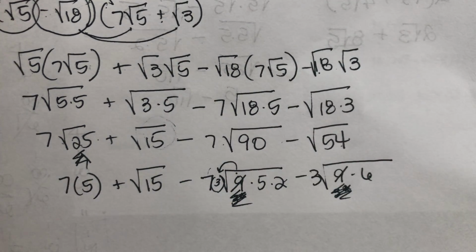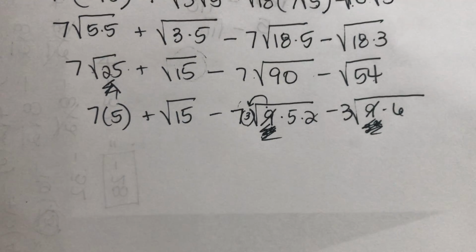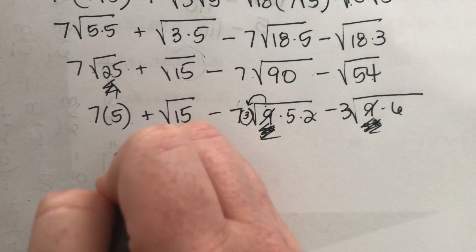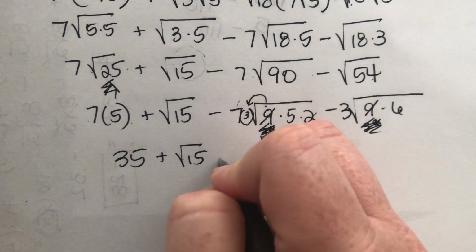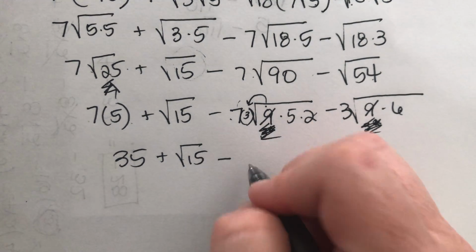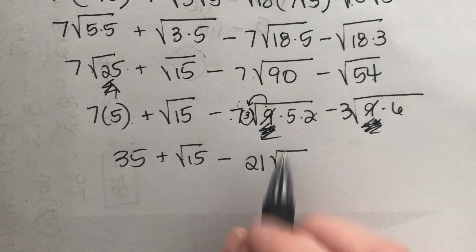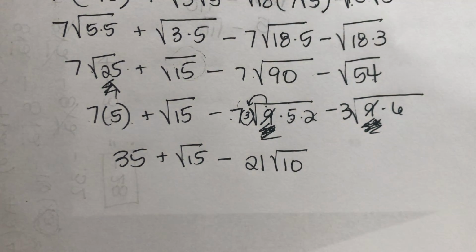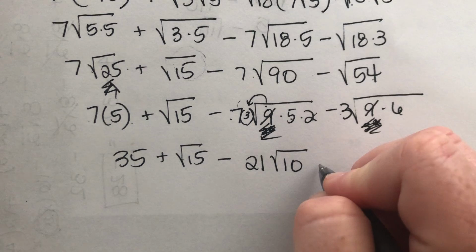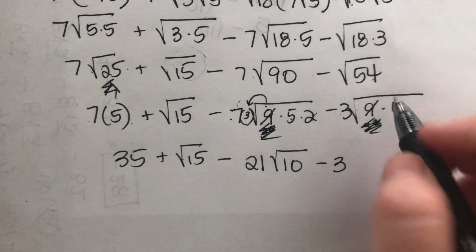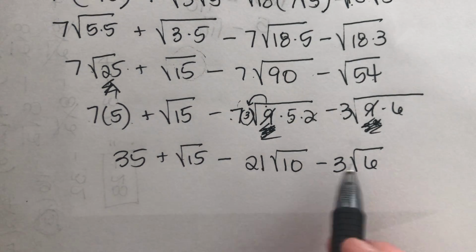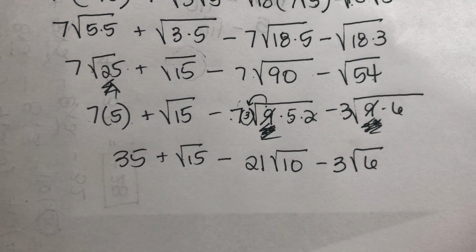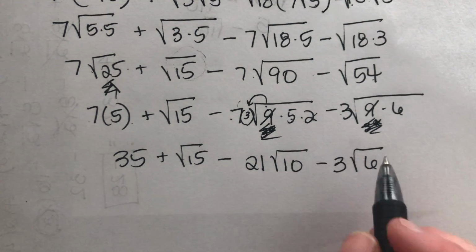Let's keep simplifying. Hope you guys are following this okay. 7 times 5 is 35 plus square root of 15 minus 7 times 3 is 21. And then I've got 5 times 2 under the radical. And then here I've got minus 3 outside and a 6 under the radical. All right, does it look like I can simplify anything else? It doesn't look that way to me. It looks like we're done. It's not a super pretty answer, but that's the answer.